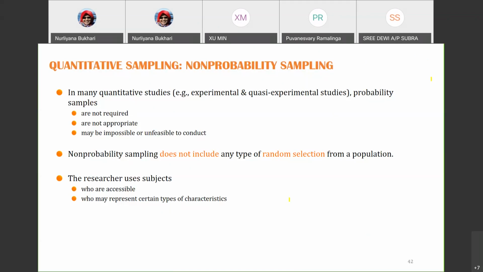Non-probability sampling is actually usually hard to attain, especially if you want to do experimental or quasi-experimental studies, because you are selecting them specifically based on what you want. For example, I want students, teachers, or those who are in the program or not in the program, for COVID patients.